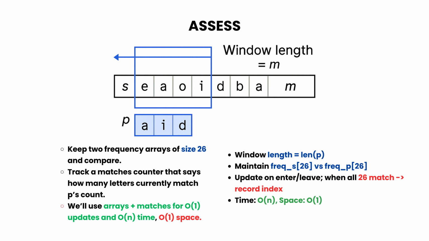Instead, we maintain a fixed size sliding window of length len(p) over s and compare letter counts. Two standard tactics: keep two frequency arrays of size 26 and compare, or track a matches counter that says how many letters currently match p's count. We'll use arrays plus matches for O(1) updates, O(n) time, O(1) space.